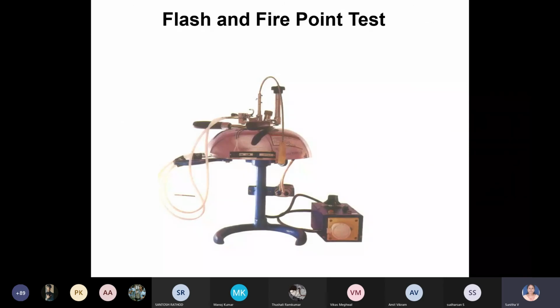Next one is flash and fire point. There's a difference between them. You're finding when your bitumen will catch fire. So what is the need for finding this? Why do you want to find when your bitumen will catch fire? Why is it so important? Why is it given here? Anyone?